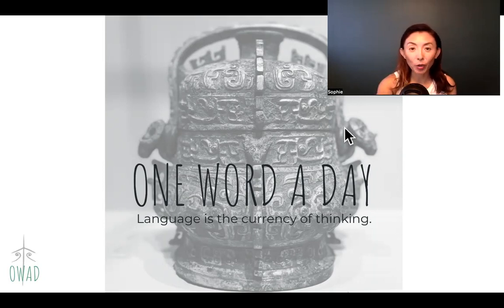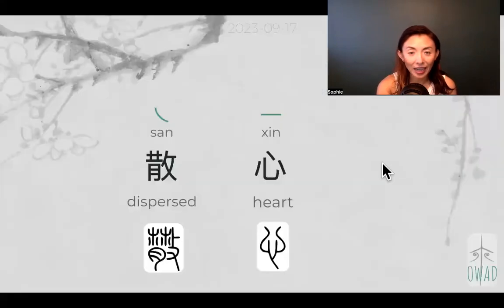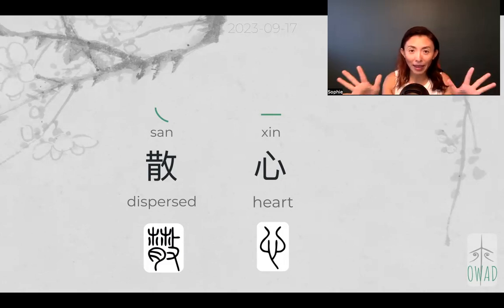Okay, so we're going to stick with September's two-character-a-day expression streak. Today we are going to continue with 散心. Yesterday we talked about 涣散, which is diffuse. It could be either the lighting in a diffused way, or it could be attention or focus that becomes out of focus, right? And today we have 散心, dispersed heart.